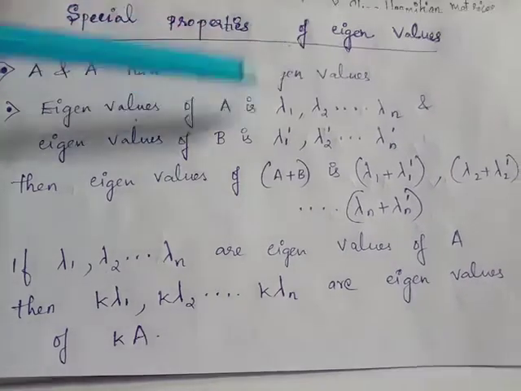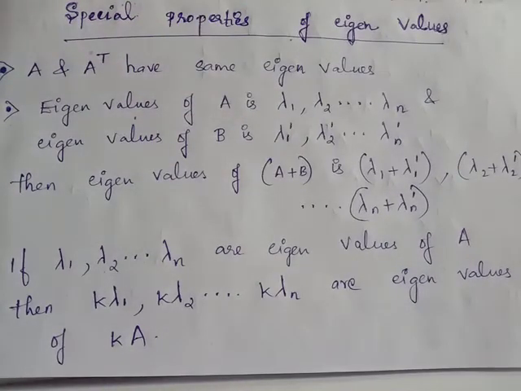lambda n, and the eigenvalues of another square matrix B are lambda 1 dash, lambda 2 dash, etc. lambda n dash, then the eigenvalues of the sum of the matrices A plus B will be given by lambda 1 plus lambda 1 dash, lambda 2 plus lambda 2 dash, etc. lambda n plus lambda n dash.